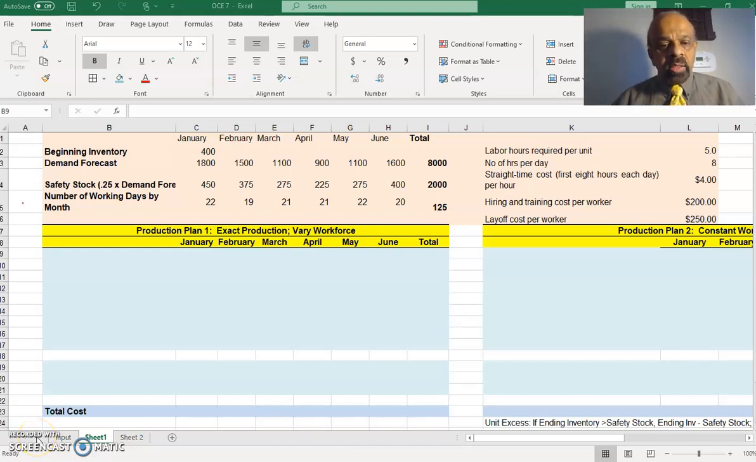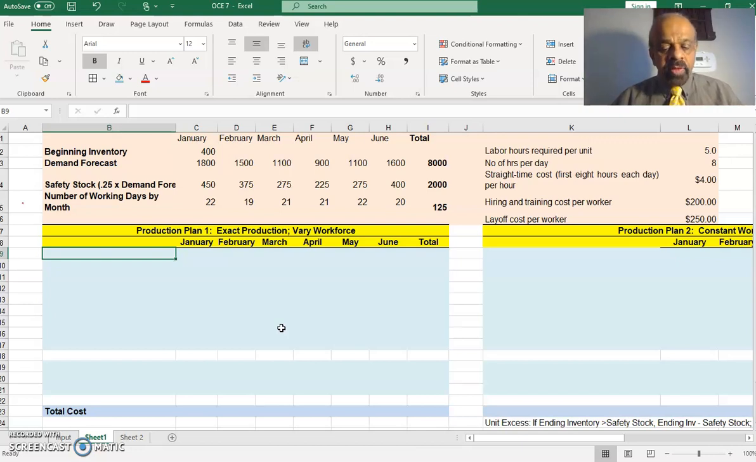We are going to look at three different production plans, and let's start with production plan 1. For production plan 1, all these are given as input. Production plan 1 is exact production with varying the workforce. That means I need to calculate the workforce and vary the workforce so that I can meet my production. That means I need to calculate the production also, which is the number of units that I need to make.